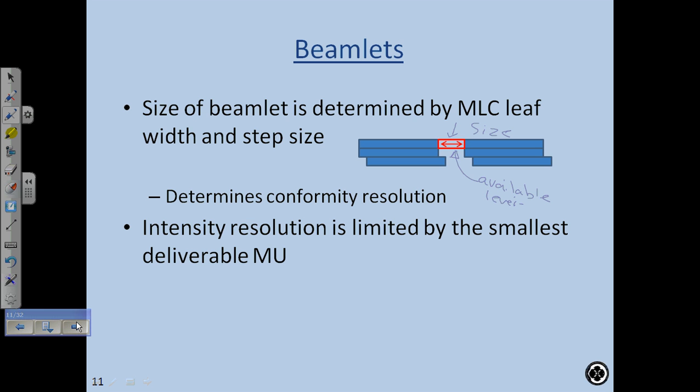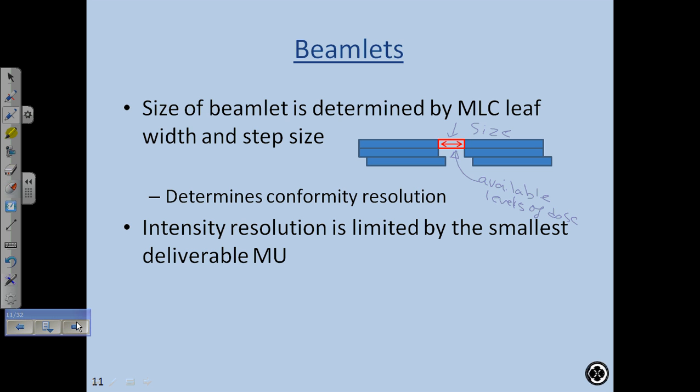and the other is the available levels of dose. With Axio, you can set this value right here. You can say, I want 20 levels of dose or 10 levels of dose. When you do IMRT, if you're going to use Axio, you actually tell it how many levels. If you have two levels of dose, that means you can have, say, 10 cGy and 20 cGy in a beamlet. You can't have anything else. So that restricts you.